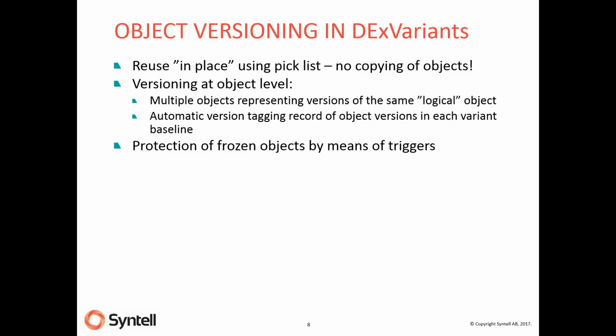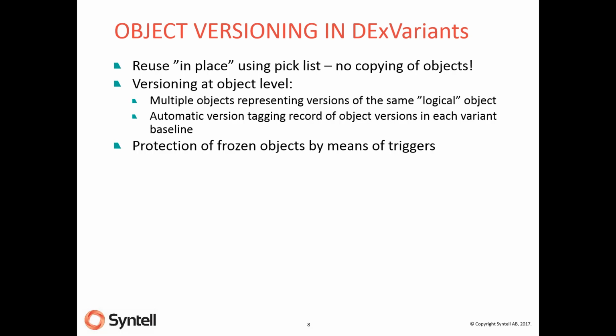DEXVariants uses this pick list approach to reuse objects in place. There is no copying of objects. DEXVariants also adds versioning at the object level. For a given logical object, such as a requirement or a test case, multiple versions can coexist in the current version of the module. Each such object version is represented by a separate DOORS object. A trigger-enforced rule makes sure that a given pick list does not select more than one version of a given logical object.